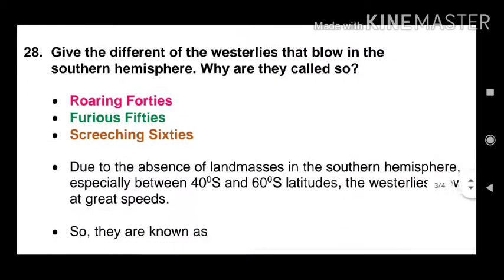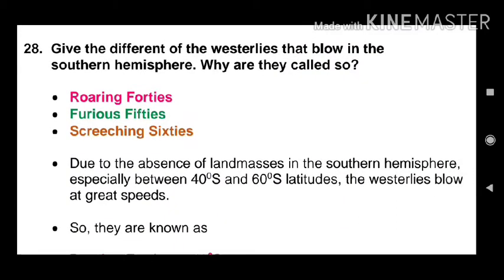Next question. Give the difference of the westerlies that blow in the southern hemisphere. Why are they called so? Actually, here there is a small printing mistake. The question goes like this. Give the different names of the westerlies that blow in the southern hemisphere. Why are they called so?